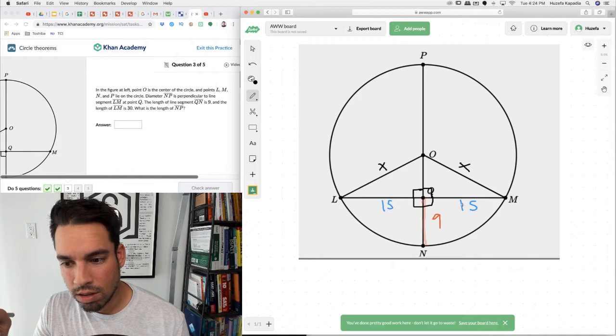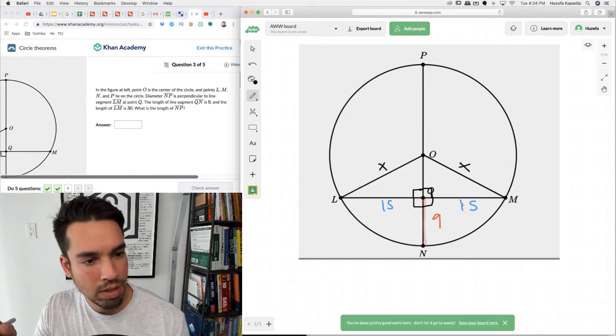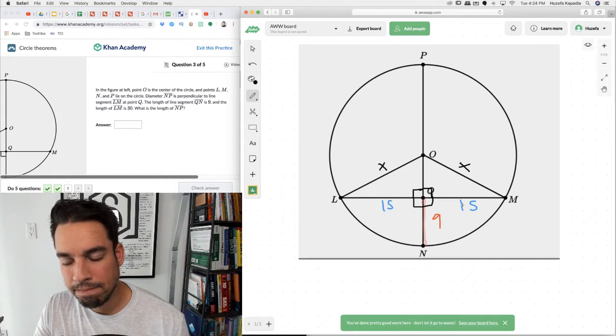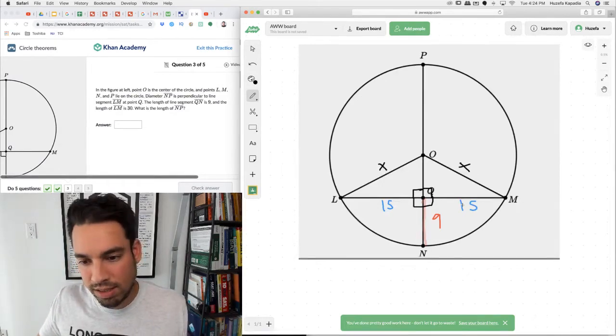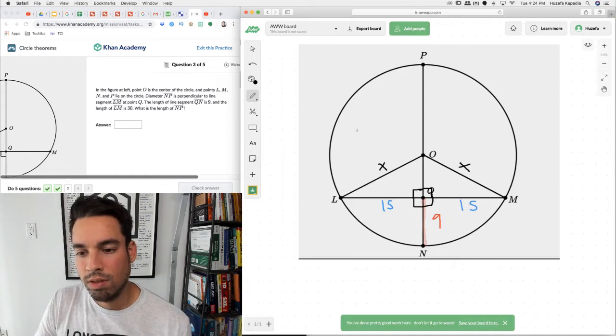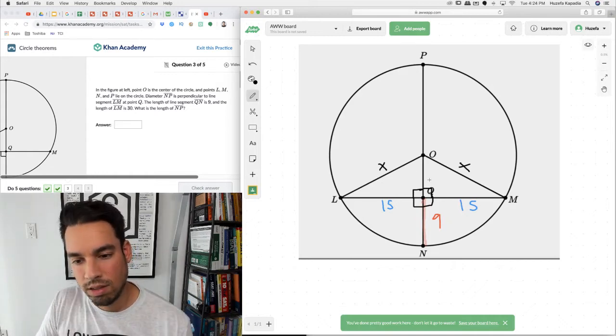13, 15. NP. What did it say? NP it wants. LM is 30. That's the perpendicular bisector of LM. Like, I know we have to be able to figure out the radius. This is crazy. You see what I'm saying? 3, 4, 5. My only guess is this is a 3. No, it can't be a 3, 4, 5.